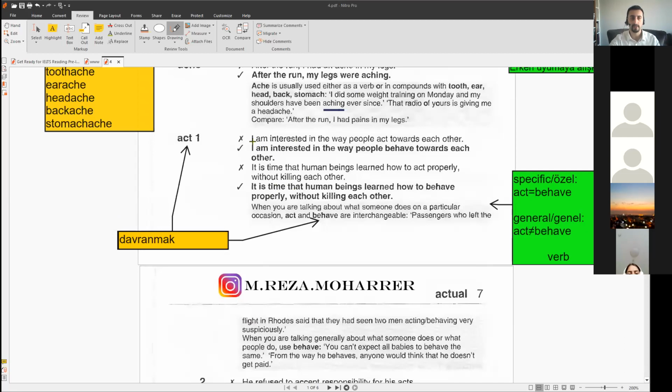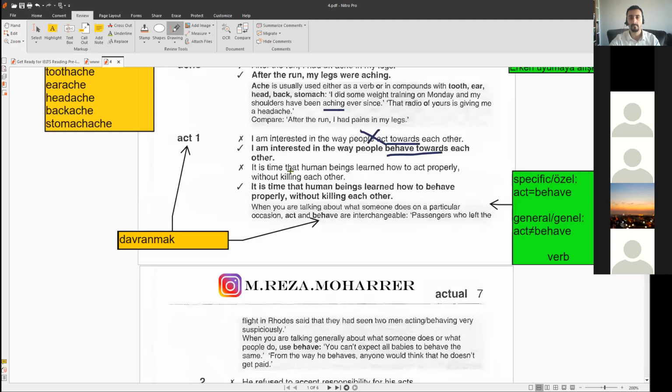Another one, please, act. Who wants to read this part? May I? Yes, please, Enise. I am interested in the way people act towards each other. I am interested in the way people behave towards each other. Okay, here we have, I'm interested in the way people act towards and behave towards. What is the difference between act and behave here? So we know behave, but act here is wrong. We cannot use it. Why? Let's read more. Other example, please.